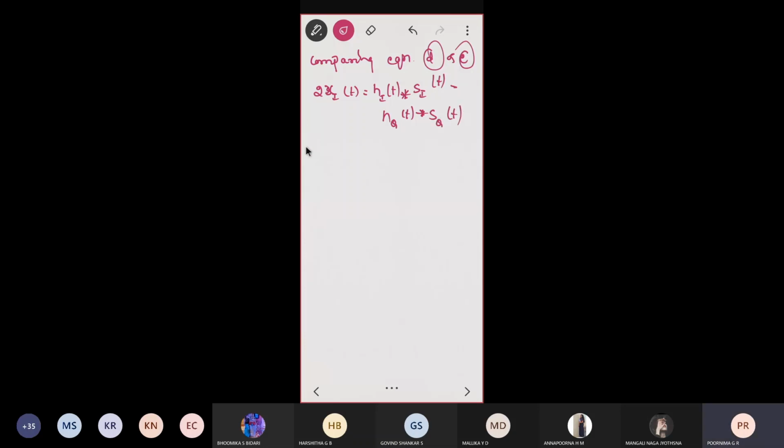And the next term, the quadrature component of a bandpass system, that is 2XQ of T, which is equal to SQ of T convolved with HI of T plus j times HQ of T convolved with SI of T. The j term I am taking out, because I am comparing the imaginary and real terms separately. You can call this equation 7.